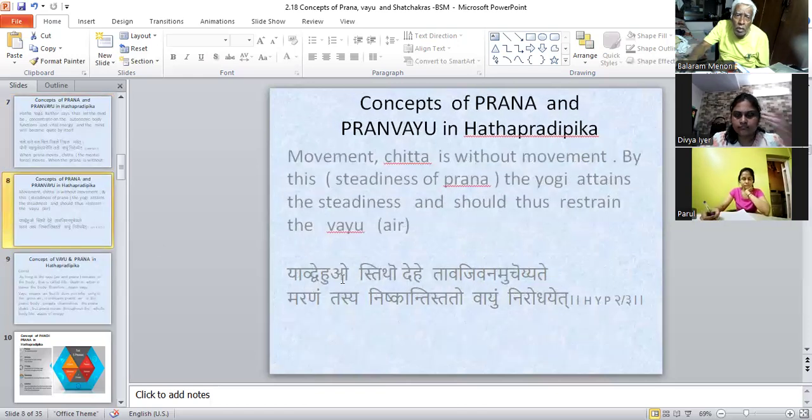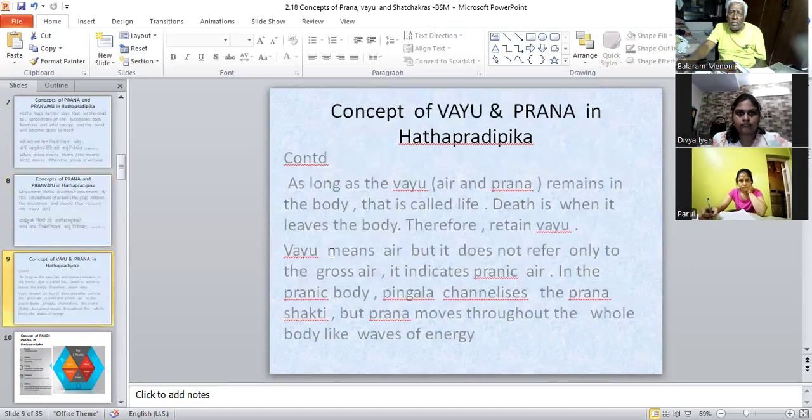Movement of chitta. Yavad sthito dehe tavad jivanam uchyate, maranam tasya nishkrantih tato vayum nirodhayet. As long as the vayu remains in the body, that is called alive. Death is when it leaves the body. Therefore, retain the vayu. Vayu means air, but it does not refer only to the gross air. It indicates pranic air.